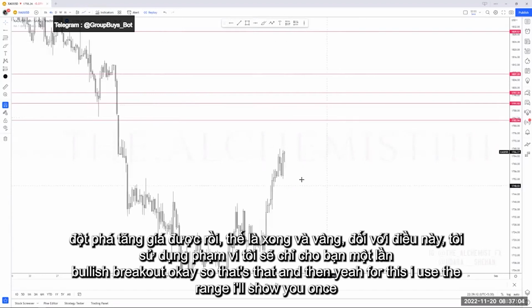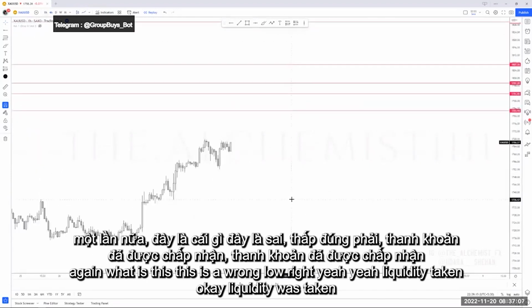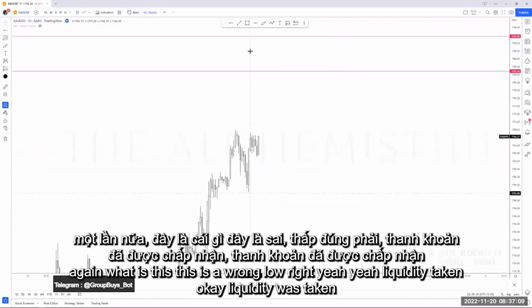So that's that. And then for this I use the range. I'll show you once again. So what is this? This is a strong low, right?